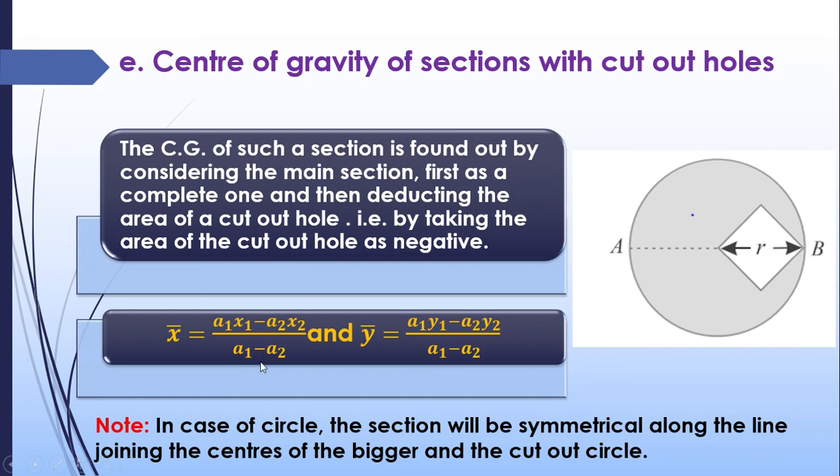So the equation will be like this: a1x1 minus a2x2 divided by a1 minus a2, where a1 and x1 are the area and distance of this circle, and a2 and x2 are the area and distance of this square, about x-axis, and this is about y-axis. So this is the thing.